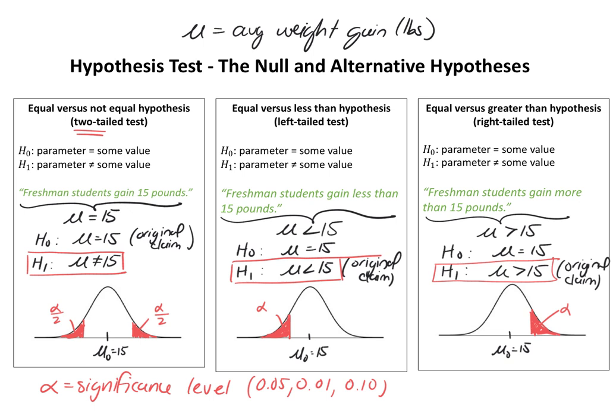Make sure you understand how to write the claim using symbols. You're going to have the equal sign, not equal sign, less than, or greater than sign. And then again, look at the alternative hypothesis. If it contains the not equal sign, then you're going to have a two-tailed test. If it contains the less than sign, then you're going to have a left-tail test. If it contains the greater than sign, then you'll have a right-tail test.